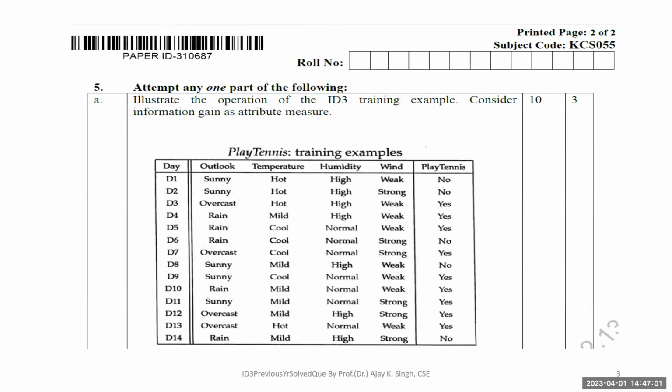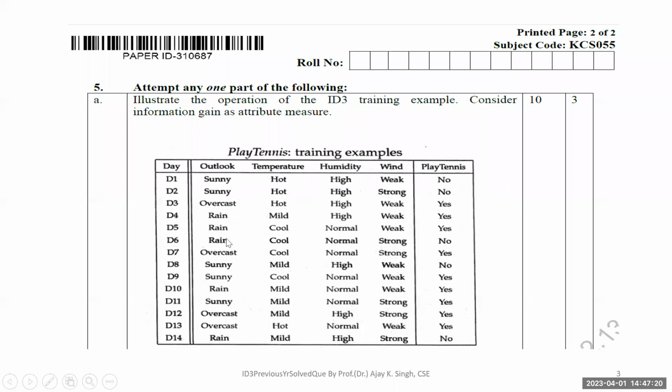So this was the paper. I mean, I copied the test paper of that particular university. Here it is saying that some days are defined, and these are the parameters on which the player is playing. So whether that player is going to play tennis or not depends on some of these parameters.